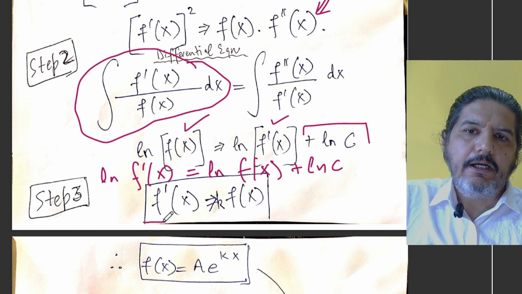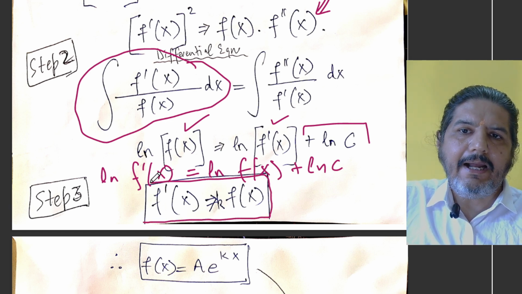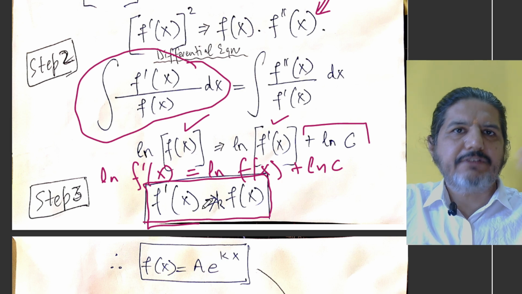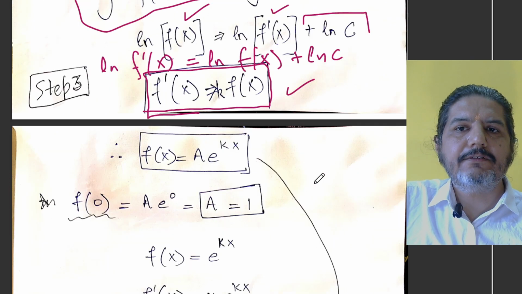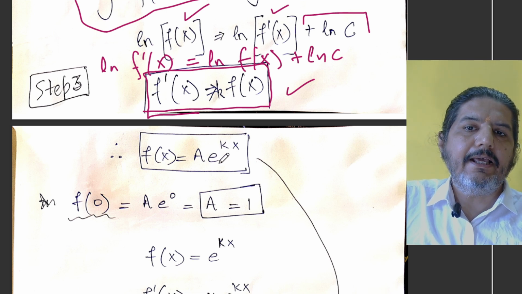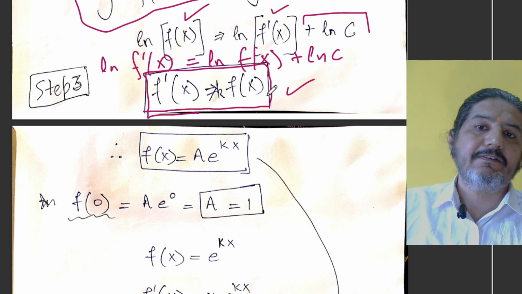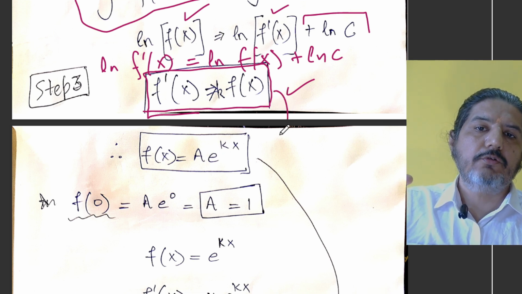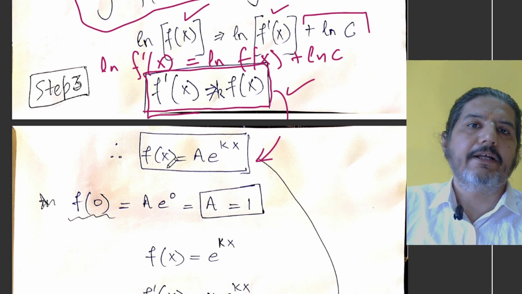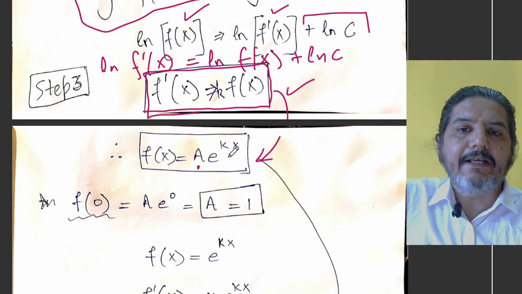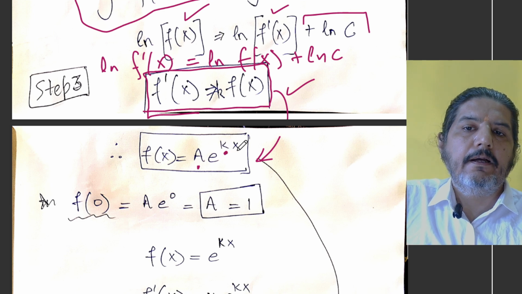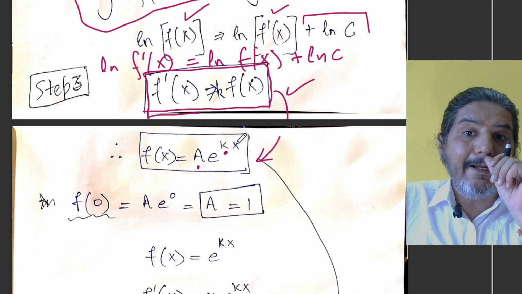Now this is the end of step 2 and the beginning of step 3. Again, this is a differential equation whose solution is f of x is equal to a e raised to power kx. So this is a standard form whose solution looks like this. Now I have two constants. One constant is a, the other constant is k. Now I have to find the value of a and k.